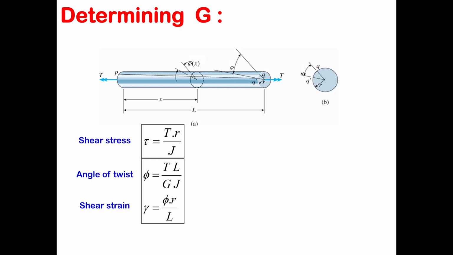You can of course find the shear stress using TR over J. So that is the distribution of the shear stress. You can find the angle of twist using TL over GJ, and you can of course find the shear strain using phi R over L, the distribution. Keep in mind that for this specific beam, your polar moment of inertia is pi d to the fourth over 32, and d here is the diameter, right?